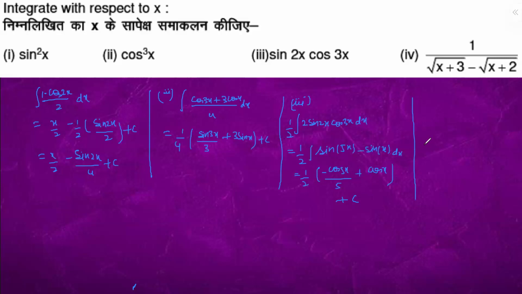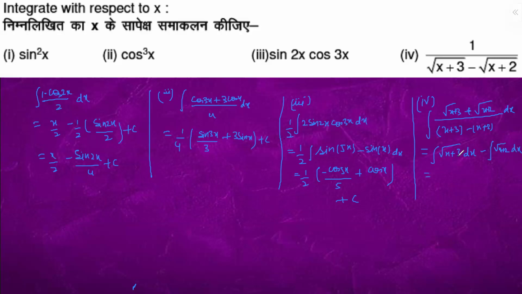In this question, we will first do rationalization. So multiply with root under x plus 3 plus root under x plus 2. The numerator will be x plus 3 minus (x plus 2), and the denominator will be root x plus 3 plus root under x plus 2, and this is dx. So the numerator will come out as 1. It will be root x plus 3 dx minus root x plus 2 dx.